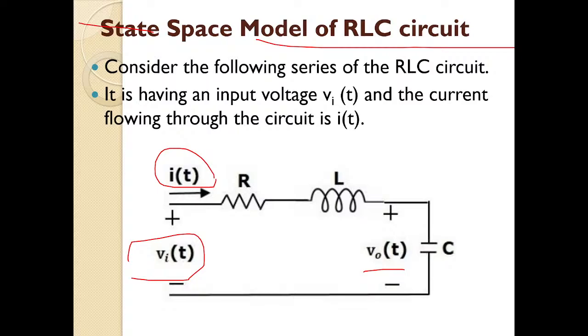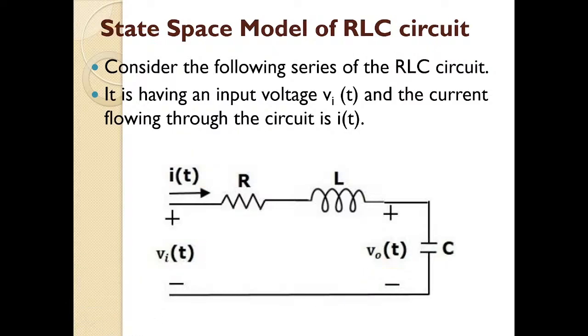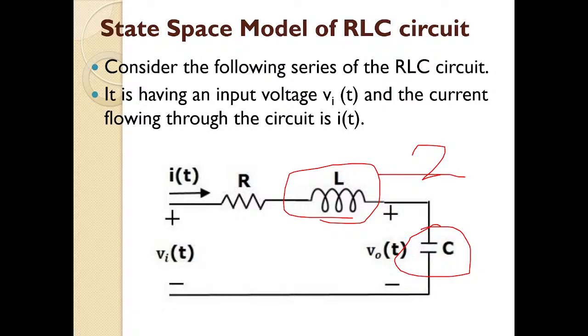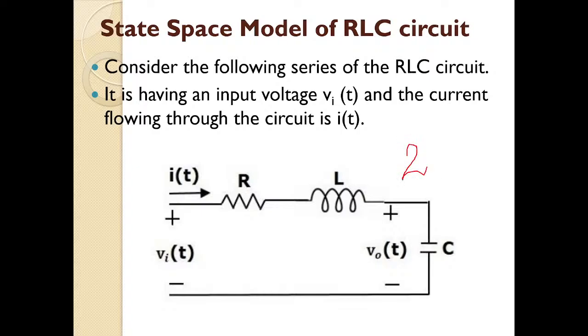Now first of all, check how many storage elements are there here. If you observe, one inductor and one capacitor is there. That means there are two storage elements. So how many state variables will there be? Two state variables. Why? Because there are two storage elements. Therefore, the number of state variables is 2.